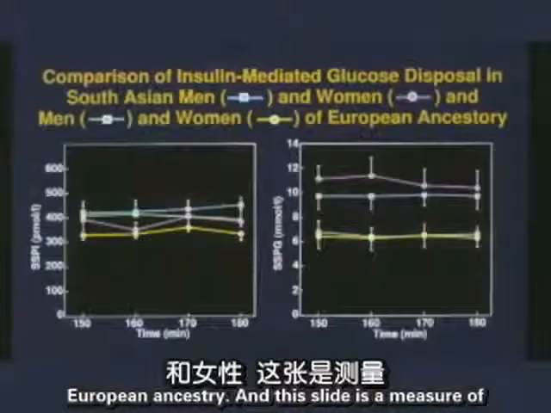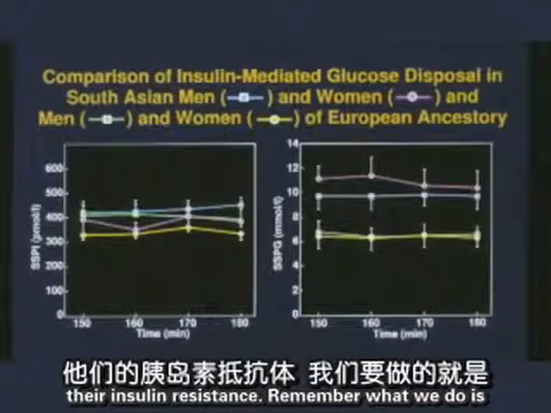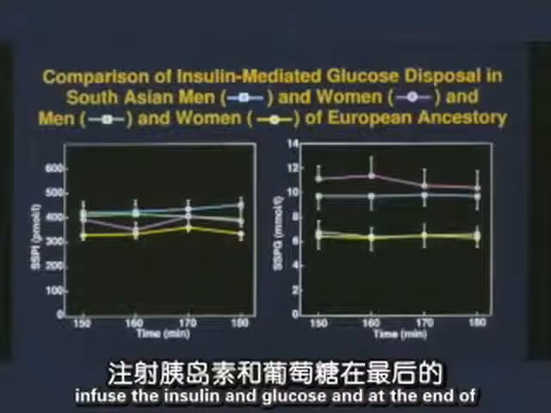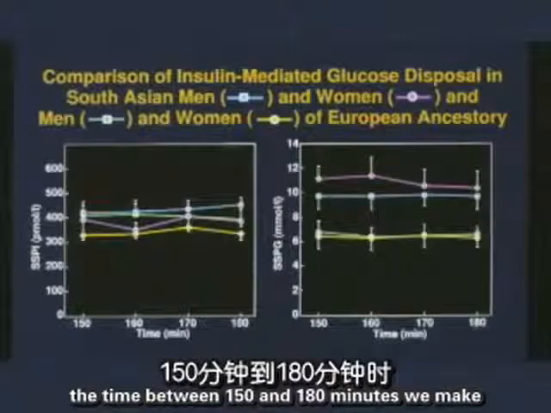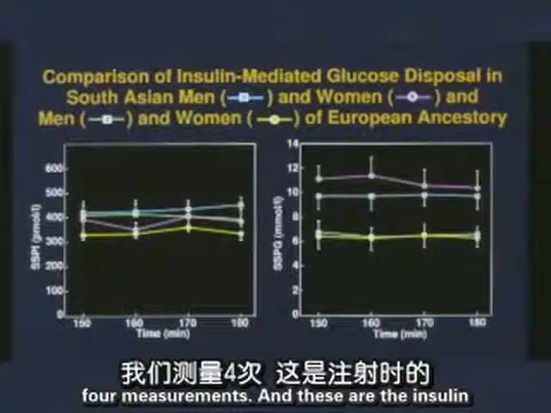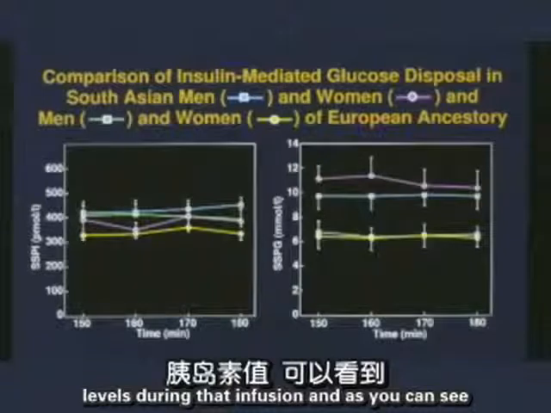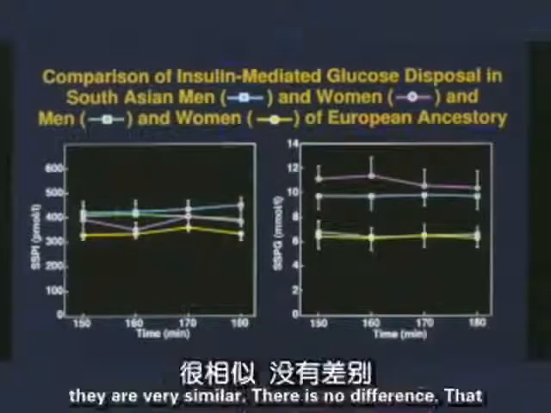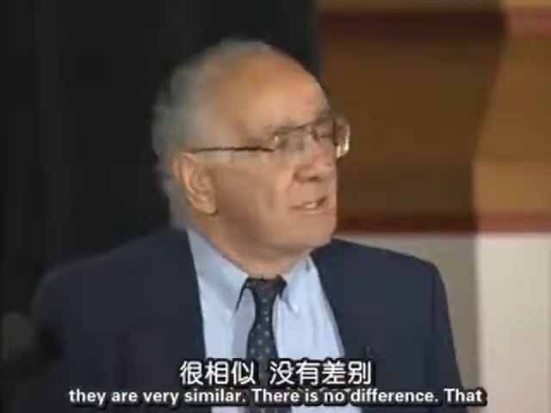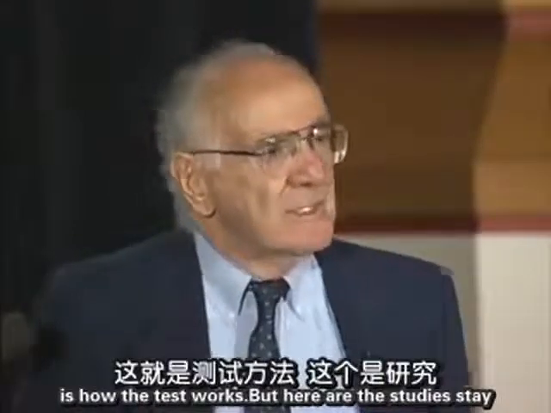And this slide is a measure of their insulin resistance. Remember, what we do is we infuse insulin and glucose, and at the end of the time, between 150 and 180 minutes, we make 4 measurements. And these are the insulin levels during that infusion. And as you can see, again, they're very similar. There's no difference. That's how the test works.